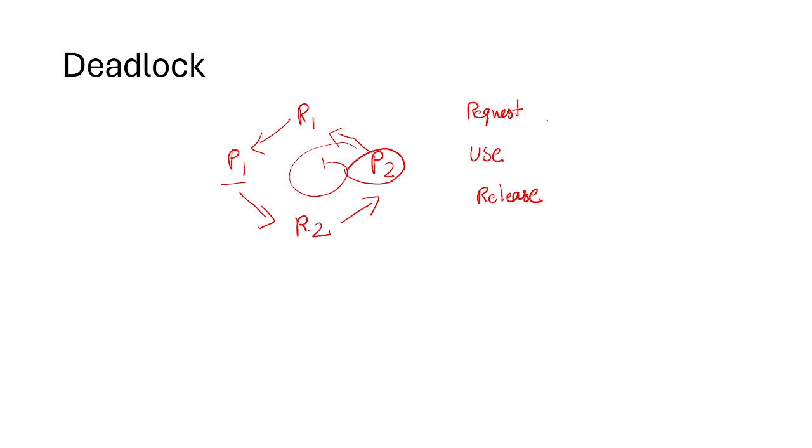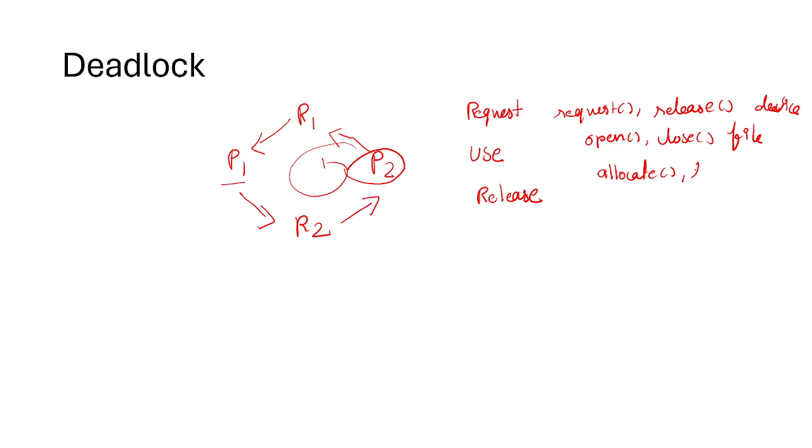If it is a device, the system calls are request and release. If it is a file, they are open and close system calls. If it is memory, the system calls used are allocate and free.